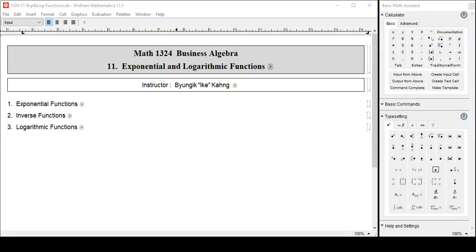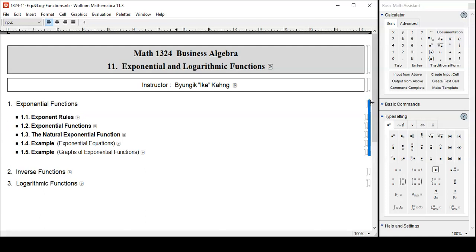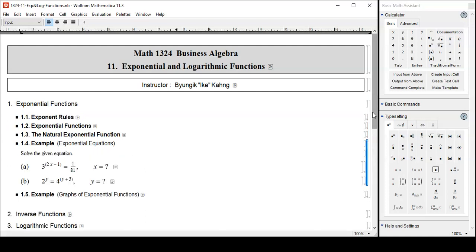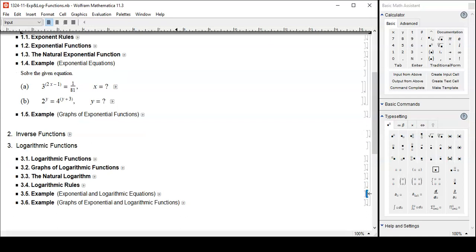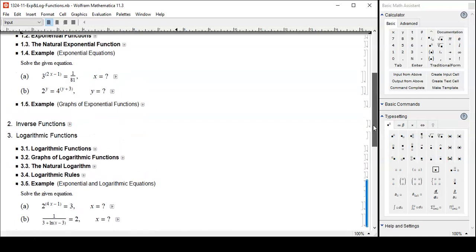Hello students, welcome back. We completed just about everything here except for one topic, some exponential and logarithmic equations. I'm talking about this one here in section 1 and this one here in section 3.